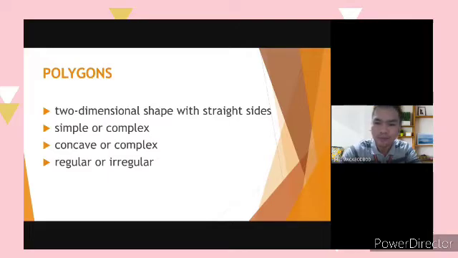Polygons can either be concave or convex. A convex polygon is a polygon where all the interior angles are less than 180 degrees. A polygon in which at least one of the angles is greater than 180 degrees is called a concave polygon, and they are either regular or irregular. If all angles are equal and all sides are equal, then it is regular, otherwise it is irregular.